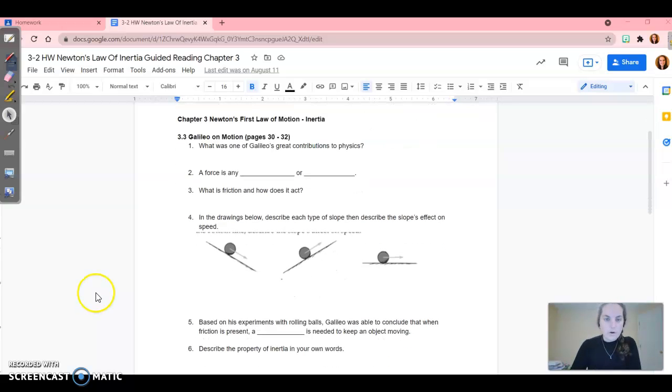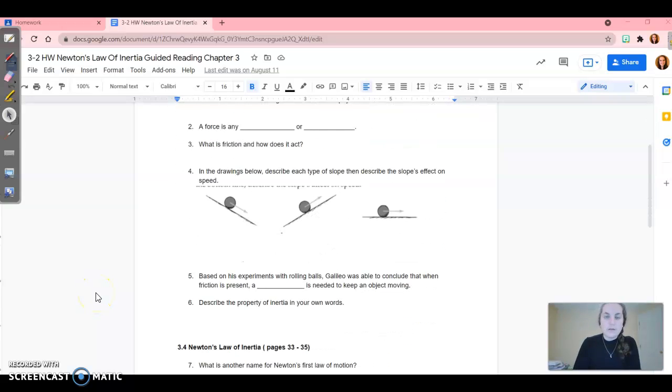All right, so number 4, the drawings below describe each type of slope that describes the slope's effect on speed. So we see a negative slope here, but it's pretty steep. And so what's going to happen to that ball is that it's going to accelerate down that ramp. And so a positive slope for the second one. The ball is going to decelerate due to the slope of the ramp.